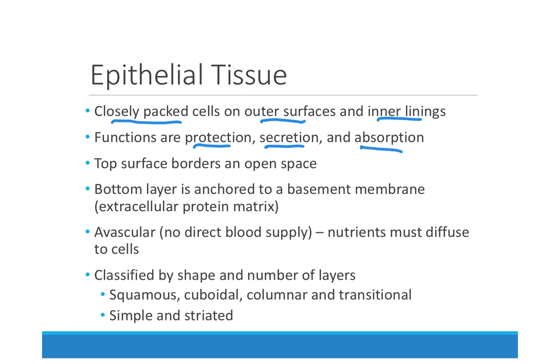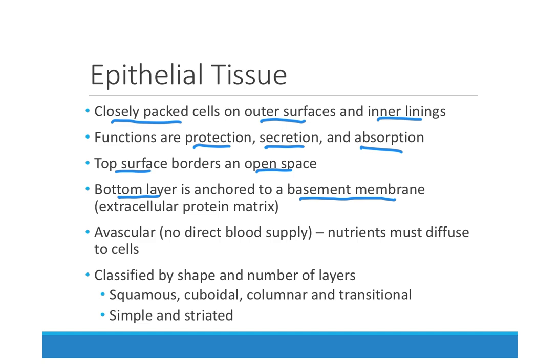What's unique about epithelial tissue is that the top surface borders an open space. It might be something open to the outside, like your skin, or it can be open to the inside, like the interior of your digestive system or your circulatory system. The bottom layer of an epithelial tissue is anchored to a basement membrane. A membrane is a protein matrix that is outside of the cell, so it's sort of providing a floor for the cells to attach to.